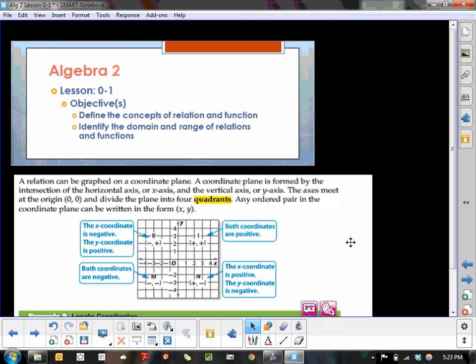The next concept we want to review is the coordinate plane. If you remember from our previous one, the relation is a set of ordered pairs, and ordered pairs can be graphed on the coordinate plane. And this is something that we've done before. So we're picking up on some vocabulary words again.